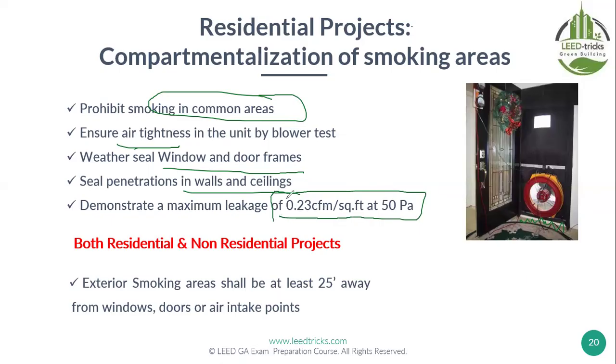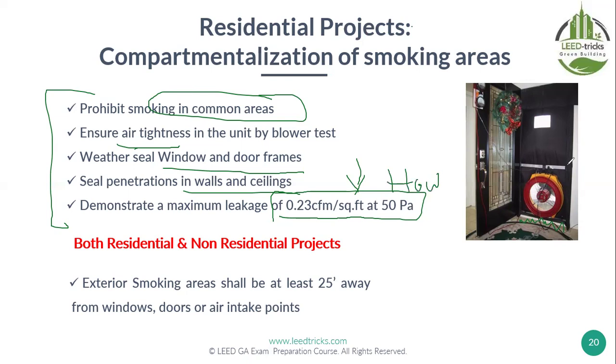Yeah, maybe this number is useful for you, but remember that, yes, if you remember it better. I didn't see it in the exams really, but you need just to remember these 5 items. How do you demonstrate the maximum leakage of 0.23 CFM per square foot? This is the question. How?